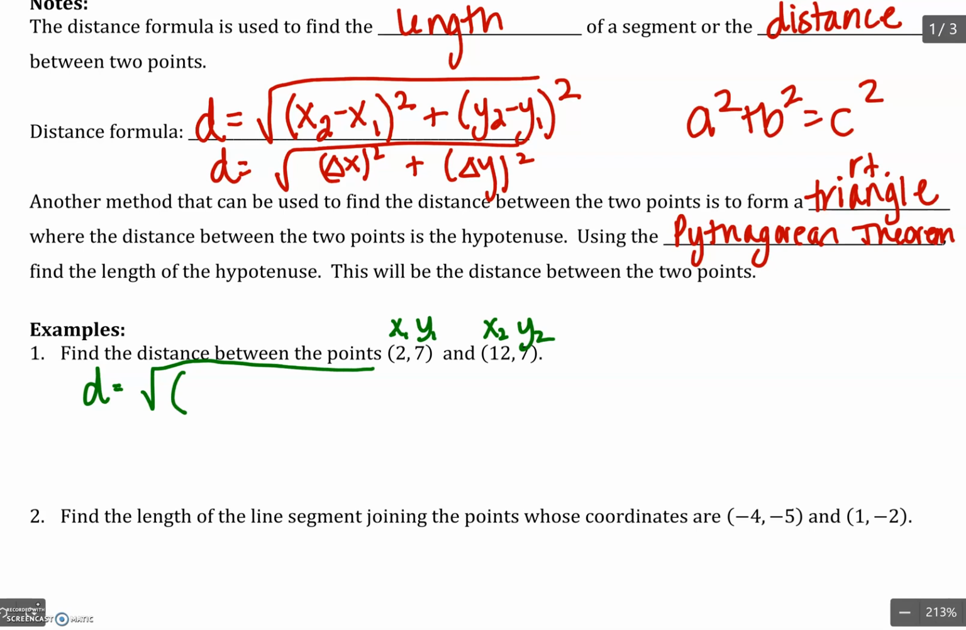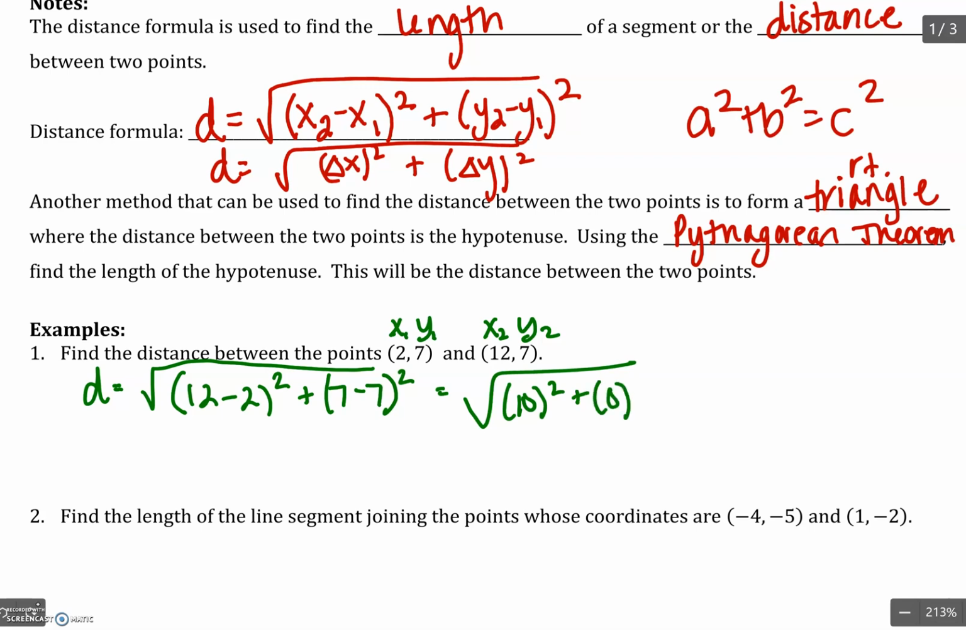And you're going to do the change in x squared plus the change in y squared underneath the radical. 12 minus 2 is 10. 7 plus 7 is 0. 10 squared is 100. 0 squared is 0. And then when you get to the last part, now that you have it down to one number under the square root symbol, you can take the square root to get your final answer.